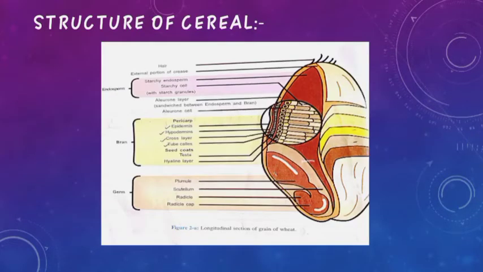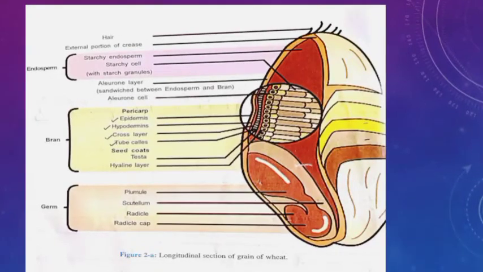Next, we come to the structure of cereals. As you can see from this diagram, the longitudinal section of a grain of wheat, it is basically divided into 3 parts: endosperm, next bran, and then germ. So endosperm is basically the edible part of the total kernel. It constitutes about 83% of the whole kernel.